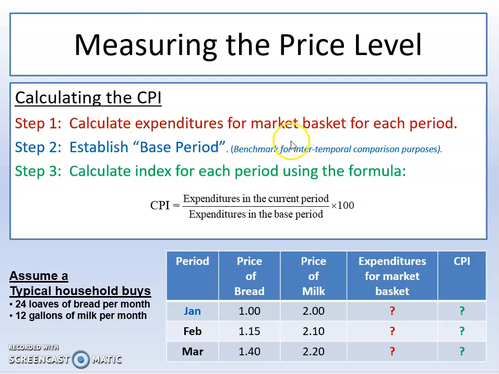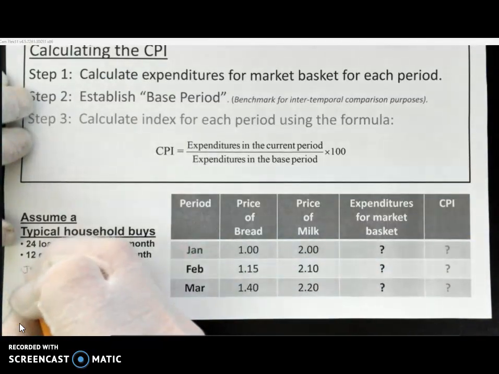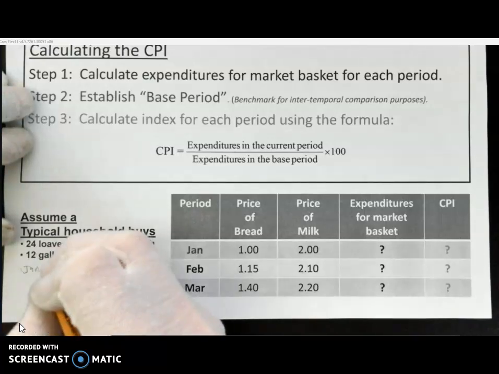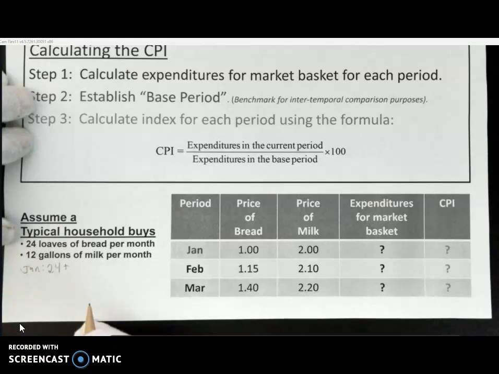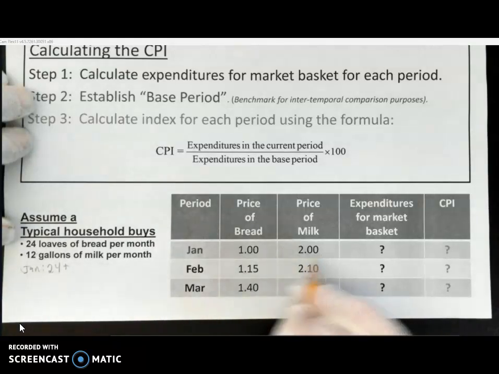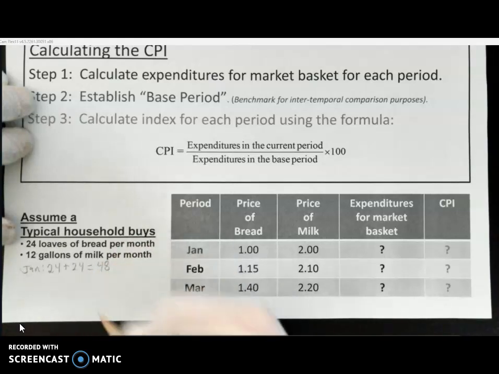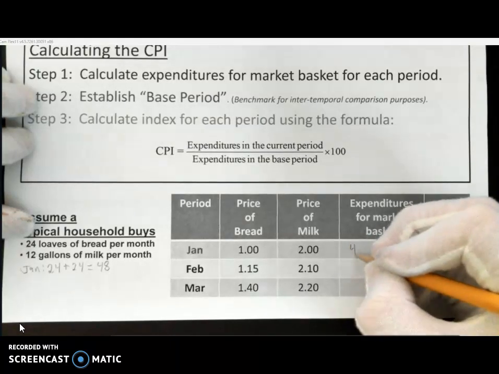The first step is to calculate the expenditures for the market basket for each period. Notice down here we have three periods, January, February, March. We have the price of bread in each period, the price of milk, and knowing what the typical household buys, we're going to create the expenditures on that same basket each month. Let's go ahead and do this. Let's start with January. In January, bread was a dollar, and we buy 24 loaves of bread, so we're going to have $24 spent on bread. And then in January, we spend $2 on milk and 12 gallons of milk, so 2 times 12 is $24 on milk. We add that together, we get $48. So that's our expenditures, 48 here.